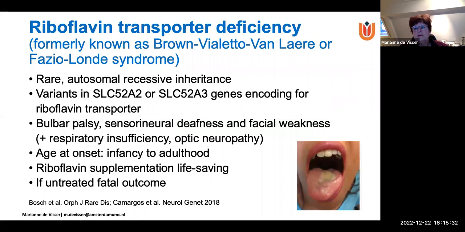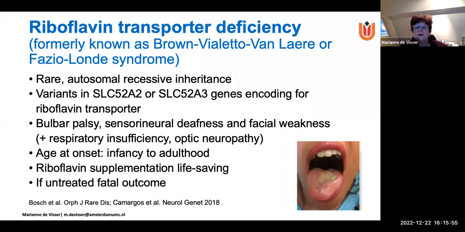A very, very rare disease is the riboflavin transporter deficiency, formerly known as Brown-Vialetto-Van Laere or Fazio-Londe syndrome. It has an autosomal recessive inheritance and is caused by variants in genes which encode for the riboflavin transporter.